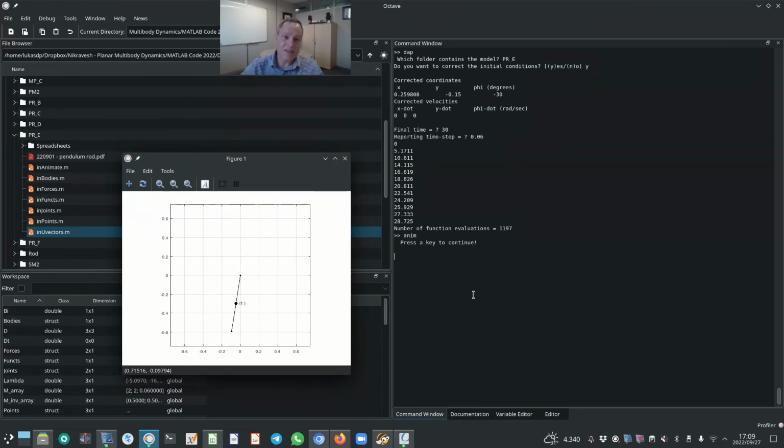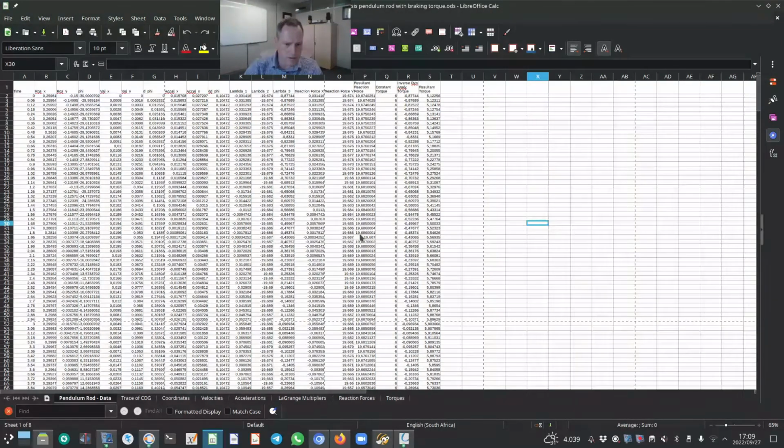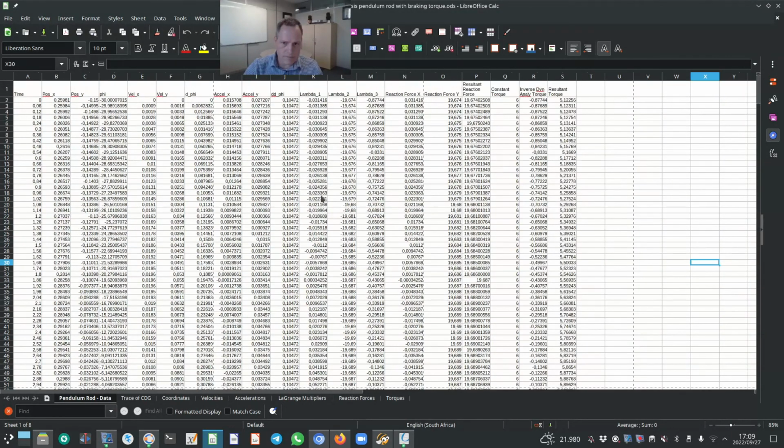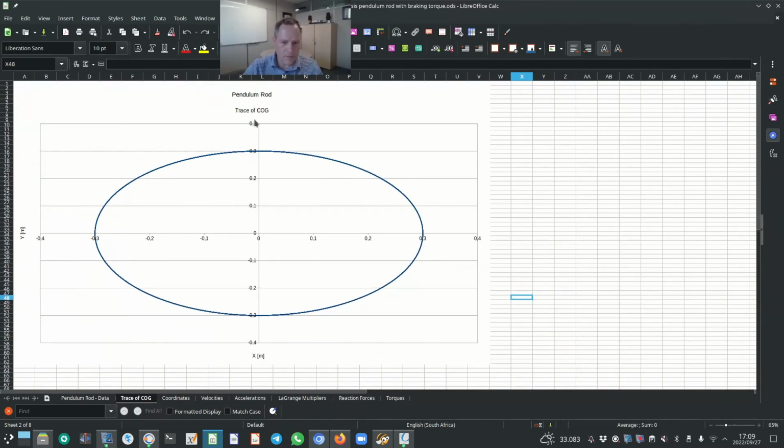So the results are in fact, in terms of positions, velocities and accelerations, exactly the same as for our inverse dynamic analysis that we performed in lecture 3. Let me show you. You obviously need to run post. What I've done is I've copied all the variables into my spreadsheet. Let me just zoom out a little bit. So the trace of the pendulum, nothing new. It's exactly as it is supposed to be.